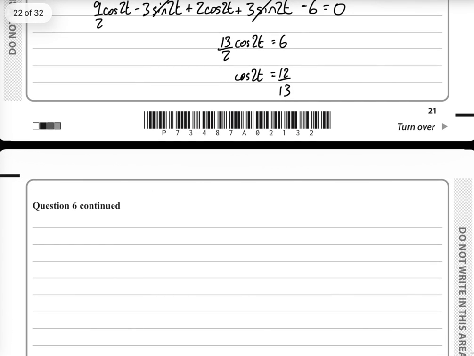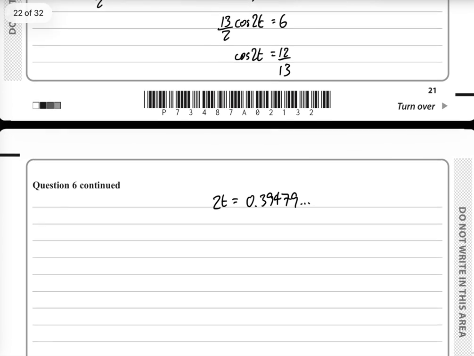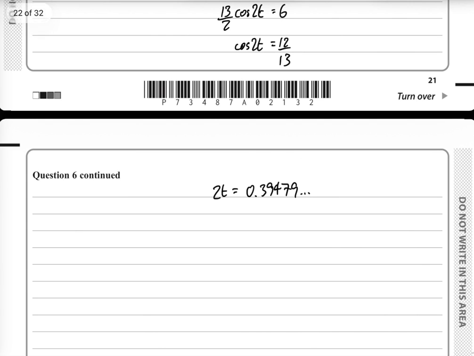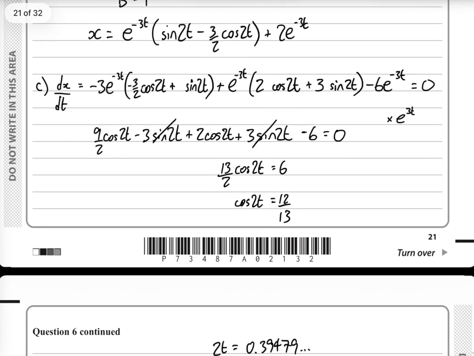That gives me a 2t value of 0.39479. I'm going to keep all the accuracy on my calculator as I go through these next few steps. A t value of 0.19739, but that's not what it wants. Don't stop there. It wants the x value.